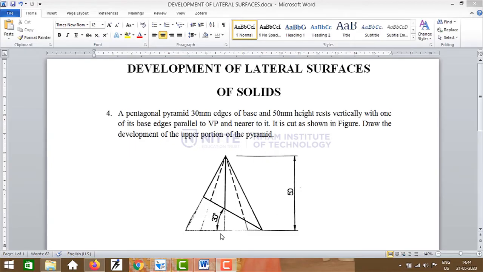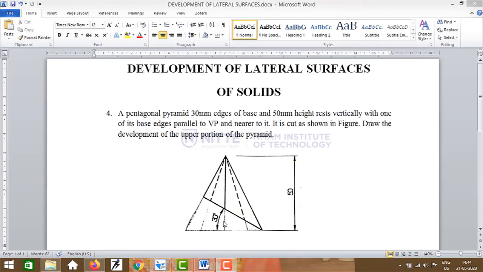So now here it is given 30 millimeter base edge, 50 millimeter height, and one of the base edges parallel to VP and nearer to it, that means nearer to VP. It is cut by a section plane as shown in figure. You can see it is making an angle of 30 degree with the base and starting from one corner, that is right corner, towards the other end. Draw the development of the upper portion only. So this lower portion needs to be removed. So let us solve this problem.